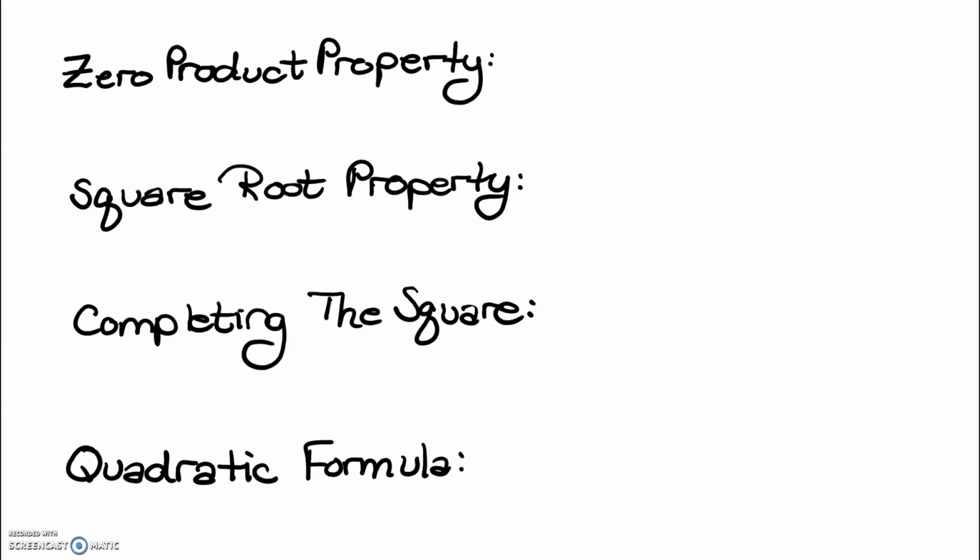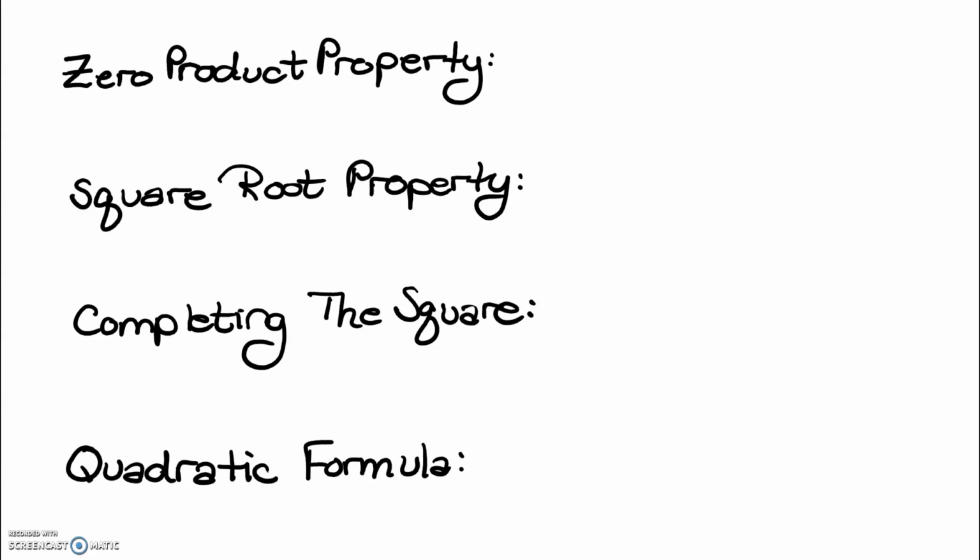Hi everyone. For this assignment we are going to take a look at the 4 different ways that we have learned to solve quadratic equations and when you should choose the different methods depending on the quadratic equation given. So let's take a look at the zero product property.